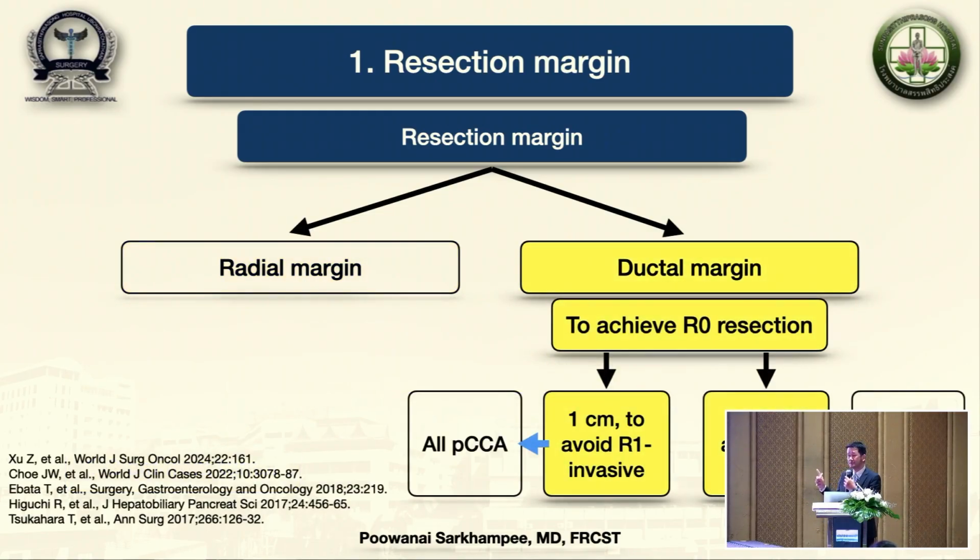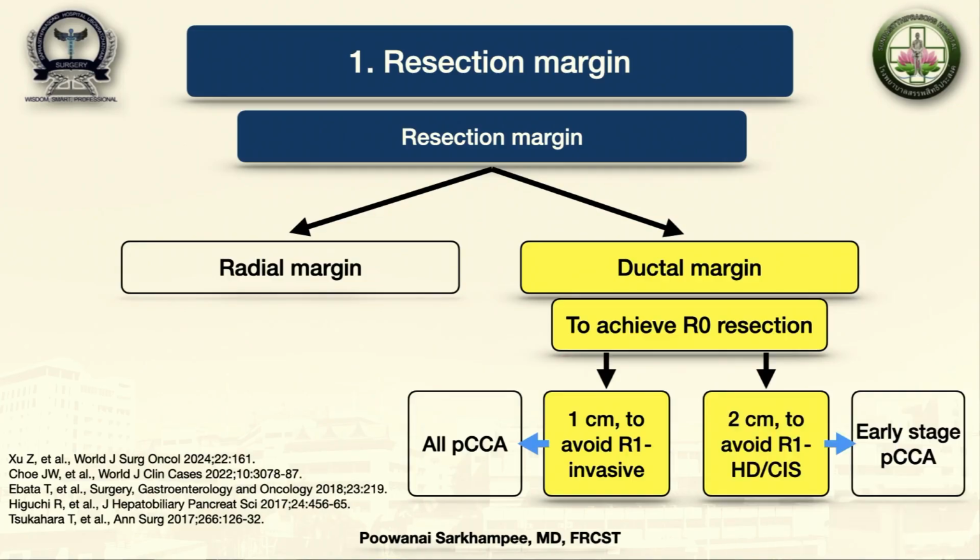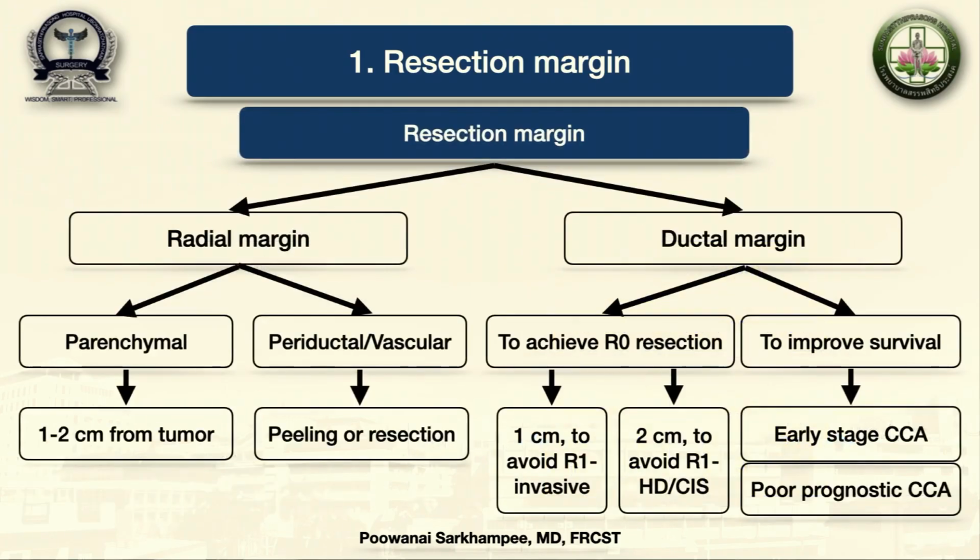For ductal margins, 1 centimeter from the tumor, you can avoid invasive carcinoma. 2 centimeters, you can avoid high-grade dysplasia or carcinoma in situ. This is the data from Nagoya. But this is the most important. To improve survival, you should be concerned about whether it is an early case or advanced case. I will show you in the lymph node metastasis topic, okay?